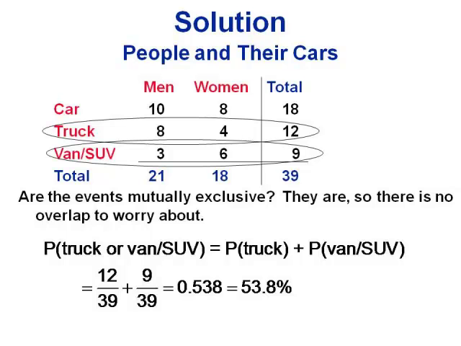So let's take a look at the truck and van SUV categories here. I have 12 people who drive trucks and 9 people who drive vans or SUVs out of a total of 39 people that I surveyed. These categories don't have any overlap, so I'm free to add the 12 and the 9 together. So I did 12 out of 39 plus 9 out of 39, and then that gave me 0.538 or 53.8%. I could have also added the 12 and the 9 together to get 21 and then divided by 39, and I would have gotten the same answer.